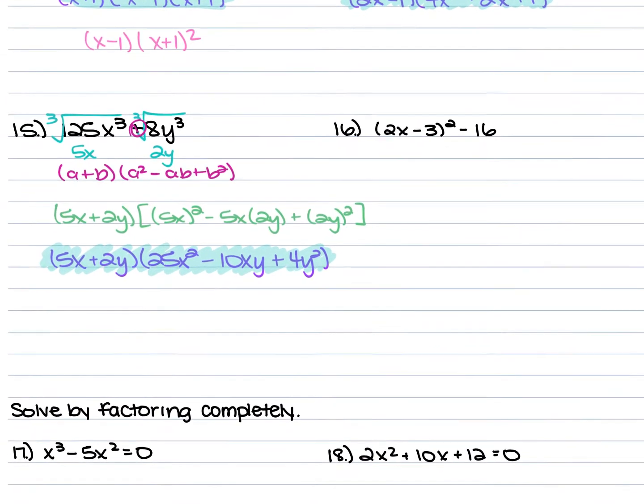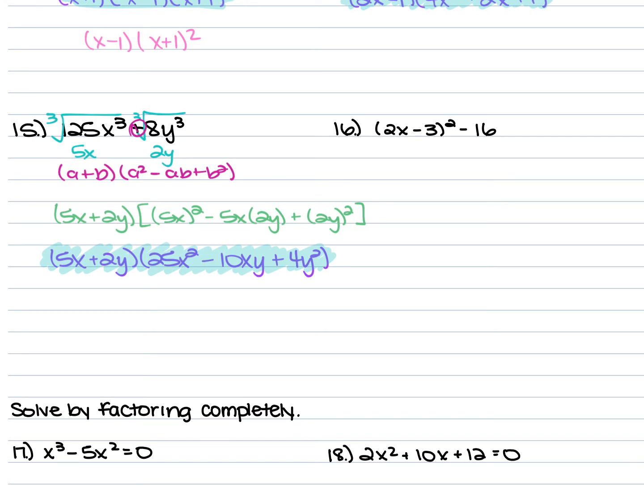For 16, we have 2x minus 3 to the second power minus 16. This could be a difference of squares. Well, it is a difference of squares. If we rewrite this as y is equal to 2x minus 3, so y squared minus 16. We take the square root of the y squared. We take the square root of the 16. That's y and 4. So this would factor to be y minus 4 times y plus 4.